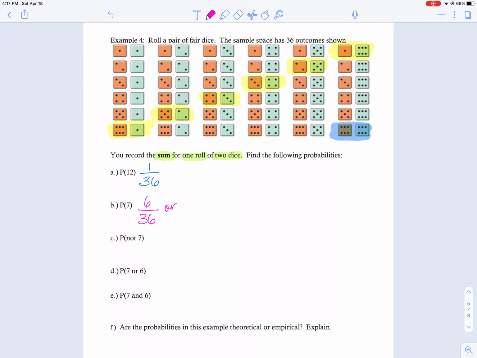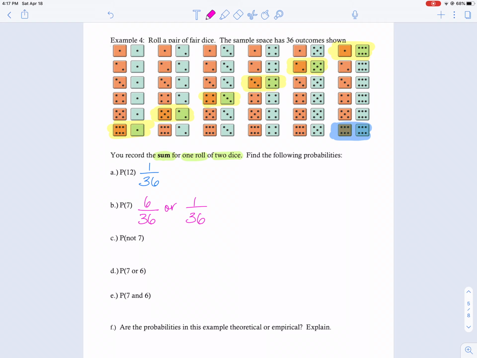Now, you can simplify that if you want. In probabilities, you don't have to, but you could say 1 over 6. But I think I would leave it as 6 over 36.